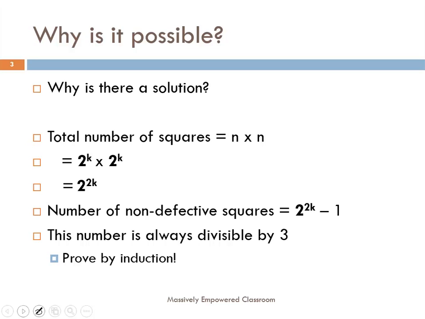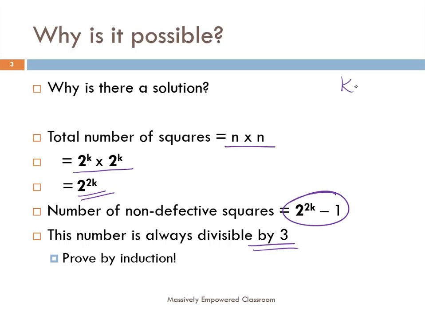This is a simple mathematical analysis we can do to convince ourselves that there is always a solution to this problem. We are told that the number of squares is n into n, n squared. And n is a power of 2, so that happens to be 2 to the power of k multiplied by 2 to the power of k, which is 2 to the power of 2k. There's one defective square, so the number of non-defective squares is 2 to the power of 2k minus 1. That is 2 raised to an even power and 1 less than that. That number is always divisible by 3.